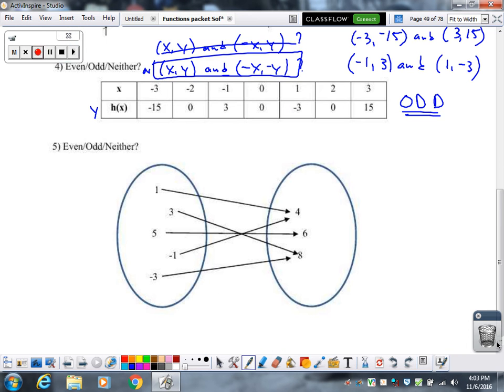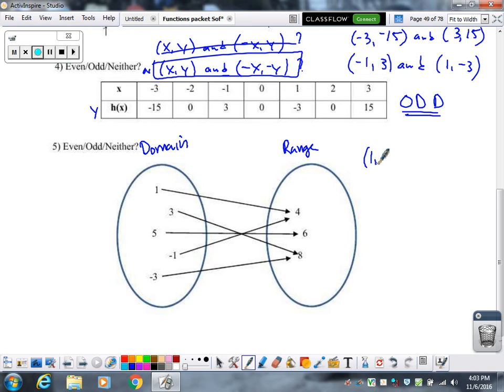Another way that we could ask you an odd, even, neither question is by giving a mapping. So let's list out some coordinates. Let's just list out some points that are in this mapping. And again, to review what a mapping is, the domain values are always in the left circle, and the range values are always in the right circle.